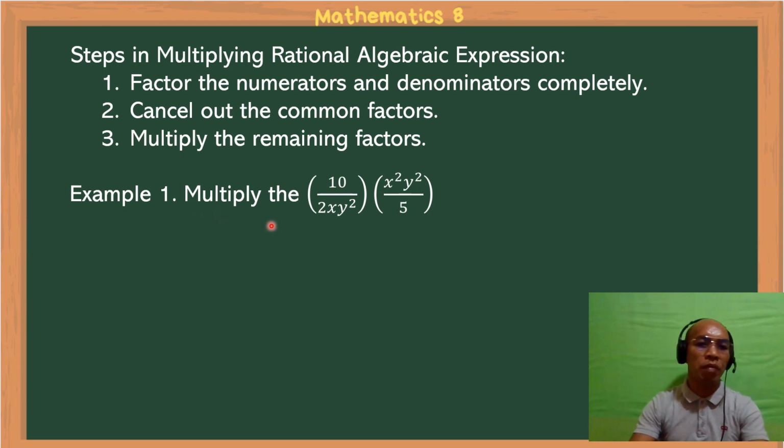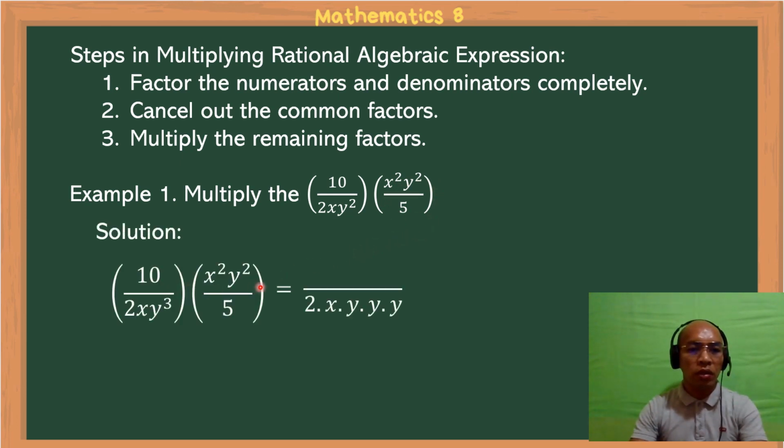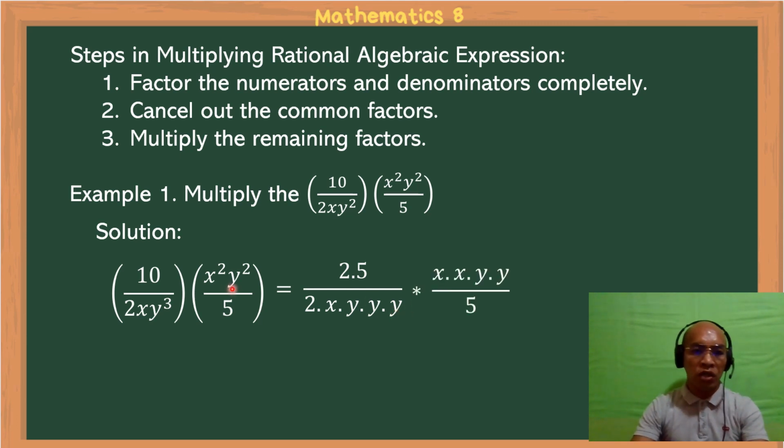So let's have example number 1. Multiply 10 over 2xy cubed times x squared y squared all over 5. Before multiplication, we're going to factor first 10 over 2xy cubed. The factor of 10 is 2 times 5. The factor of 2xy cubed is 2 times x times y times y times y. Then factor also the other expression. So x squared is x times x. Then y squared is y times y, all over 5.